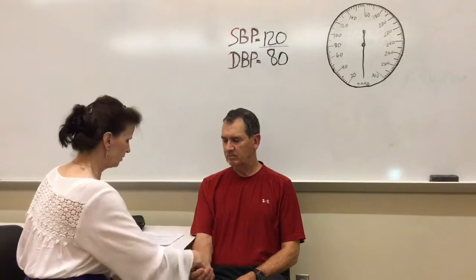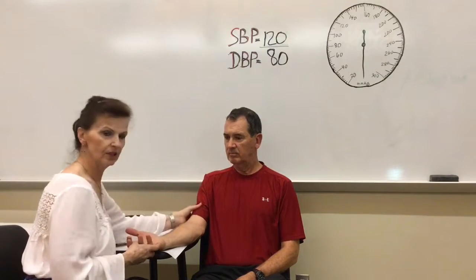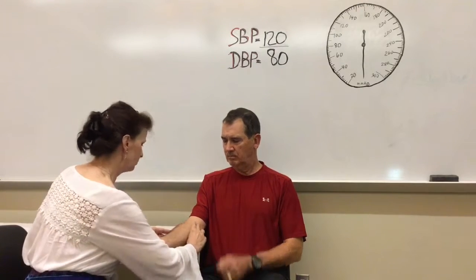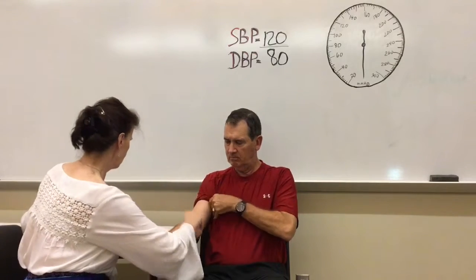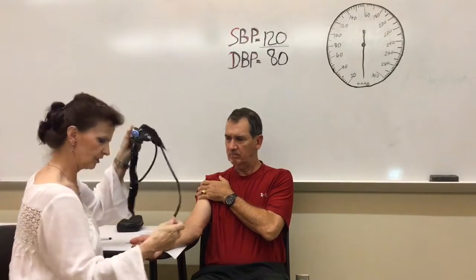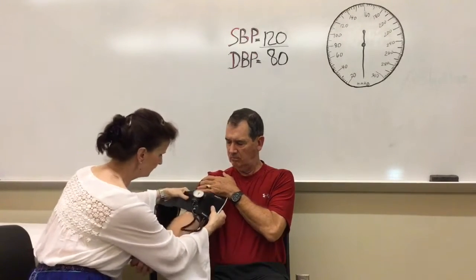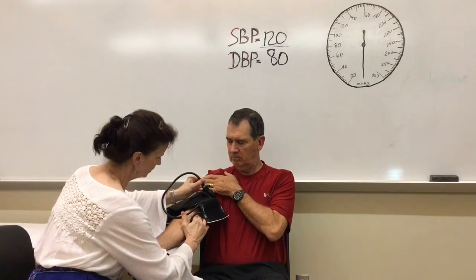So we position the arm with the palm up. We expose the extremity. We palpate the brachial pulse. With the cuff deflated, valve open, we place the cuff, the artery right over the palpation.